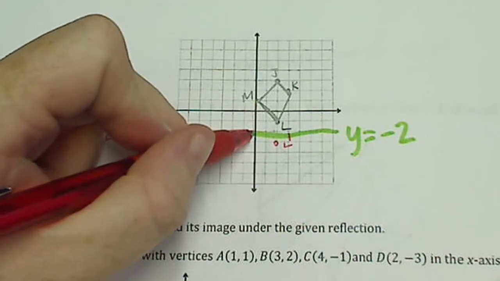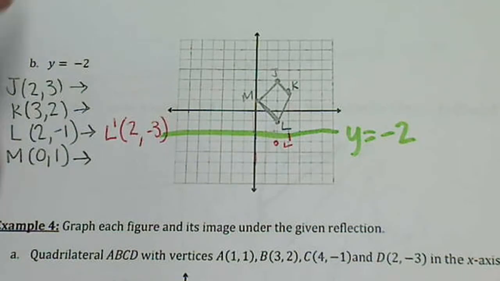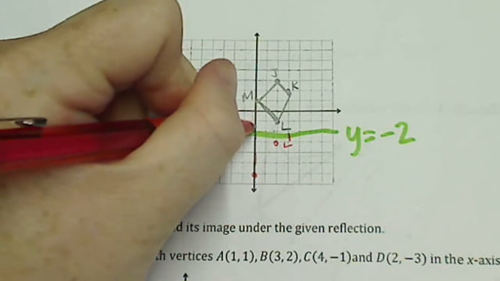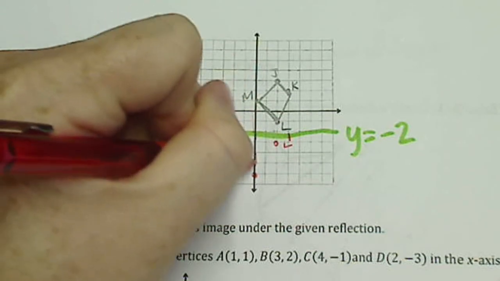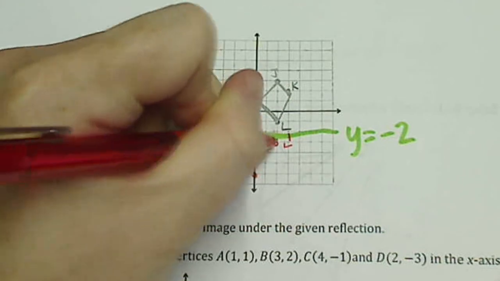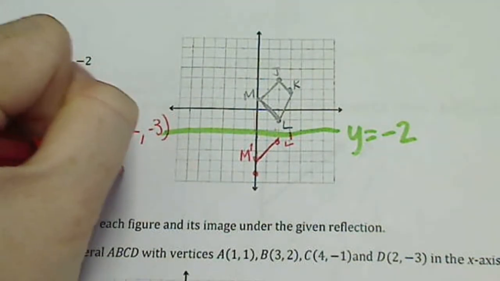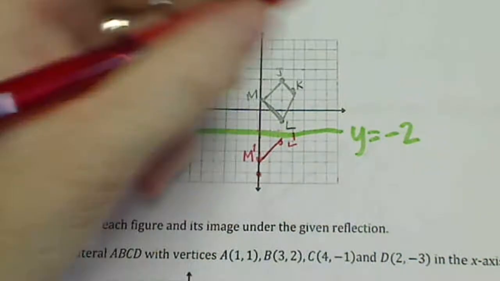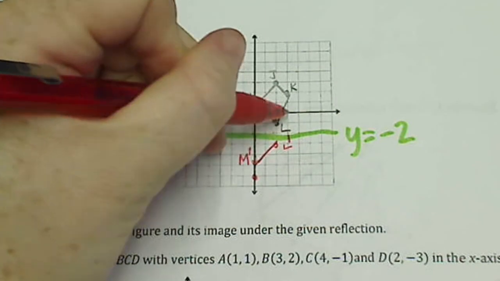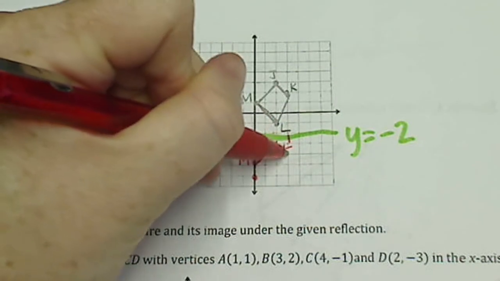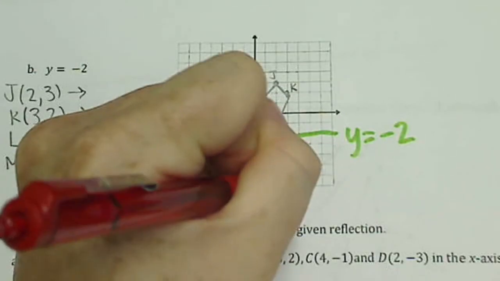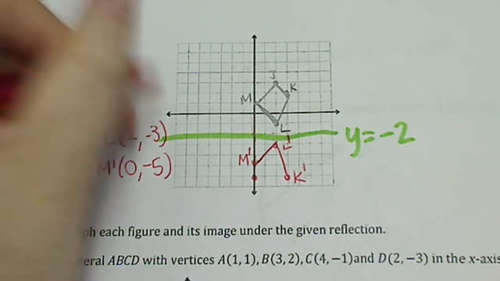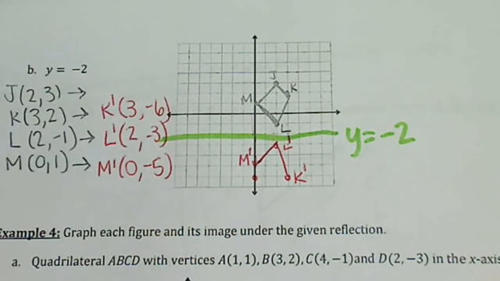M is 4 units away, so it's going to go 4 units down. Oops, sorry, 3 units. It's going to go right there. So our point there is 0, -5. Okay, let's look at point K. It is 1, 2, 3, 4. So we're going to go 1, 2, 3, 4 down. And that is the point 3, -6.